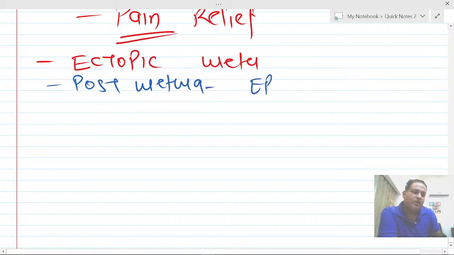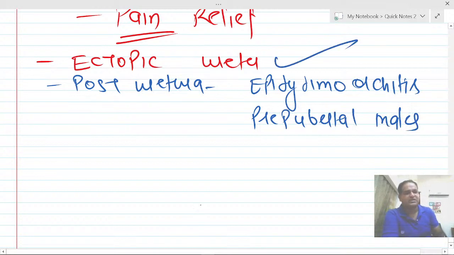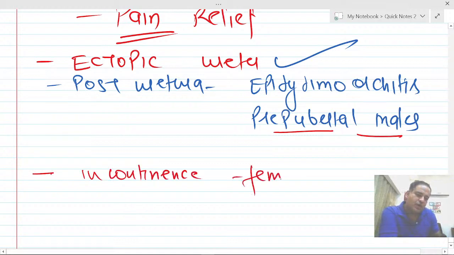Fine. Now it will cause recurrent UTI and epididymo-orchitis in prepubertal males. If you see this line, epididymo-orchitis in prepubertal males, that means the only diagnosis is ectopic ureter. Ectopic ureter will also cause incontinence, continuous dribbling of urine in females.